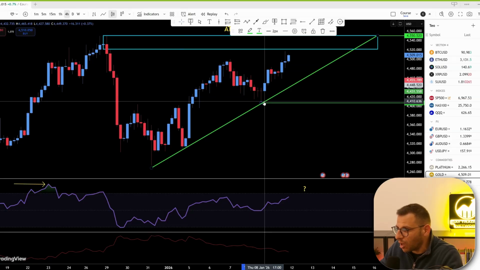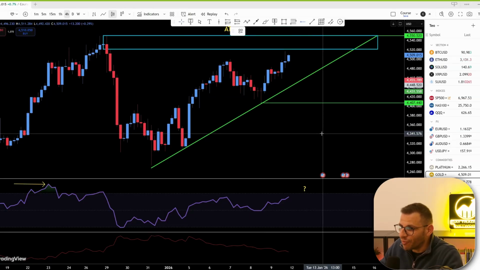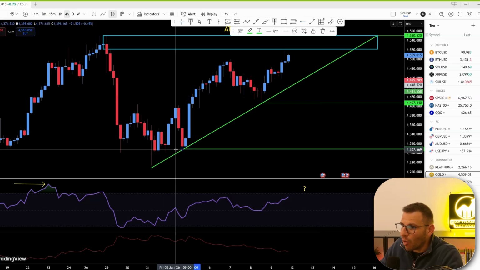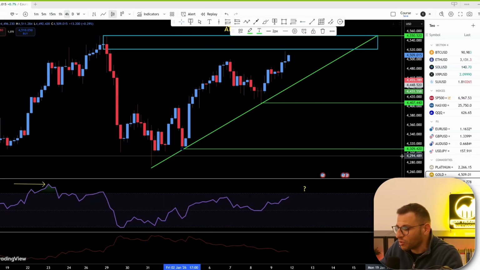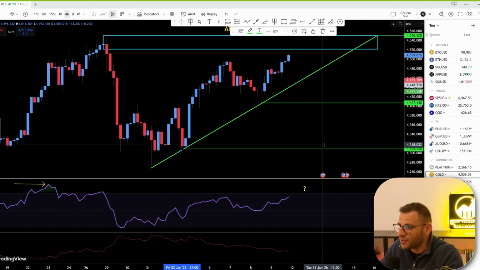the previous week's low around 4,400. And if the price keeps moving further down, then the origin of this previous impulsive upward move around 4,300 will be the next key level of support.